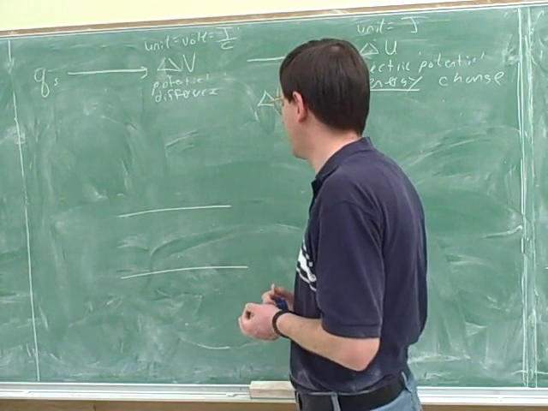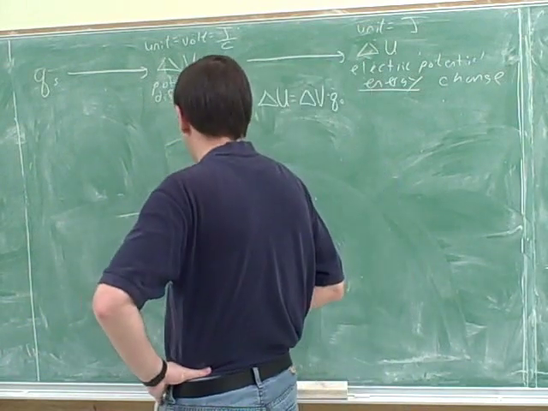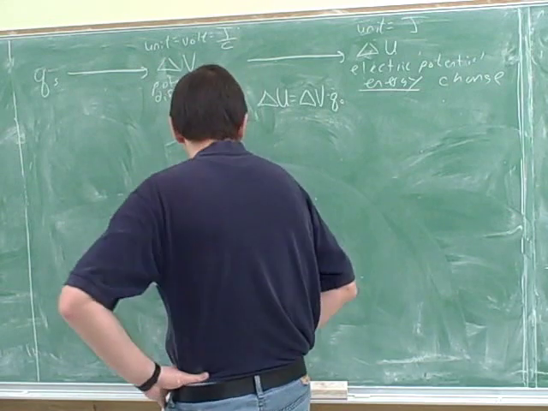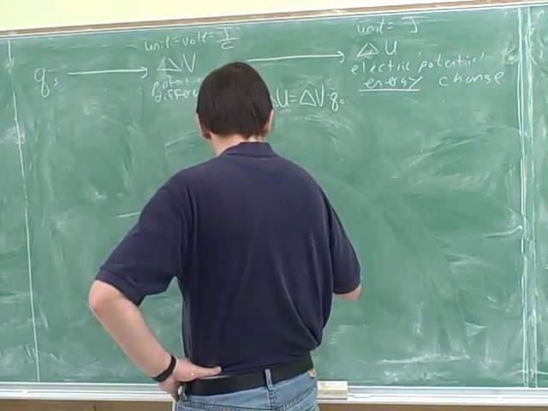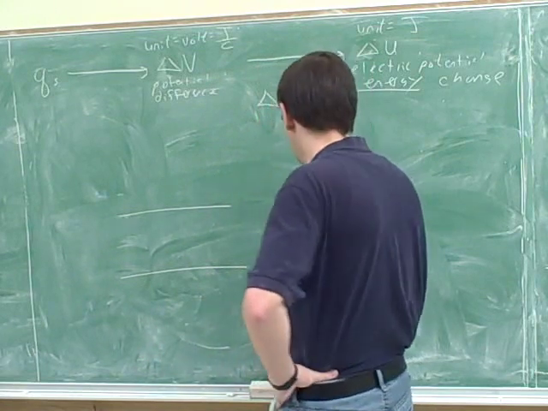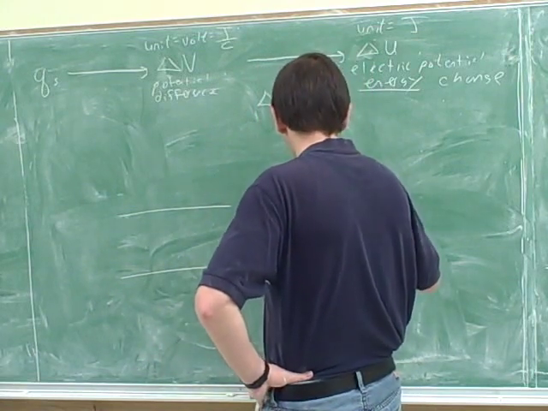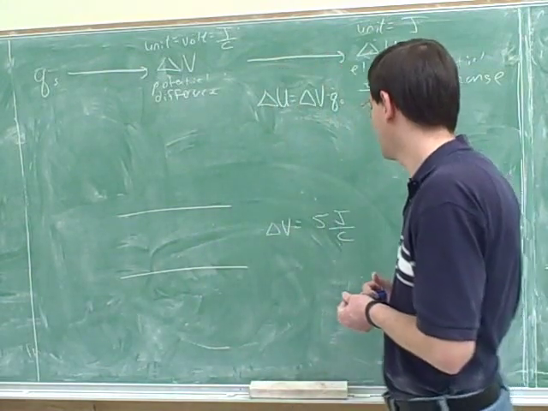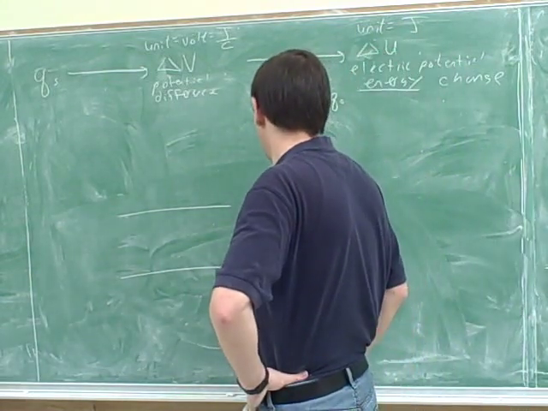Let's go back to a capacitor again. We haven't talked much about a capacitor, but a capacitor is a device that has a separation of charges. We might talk about the potential difference for that capacitor, and that might be something, say, 5 volts, 5 joules per coulomb. It doesn't really make much difference.